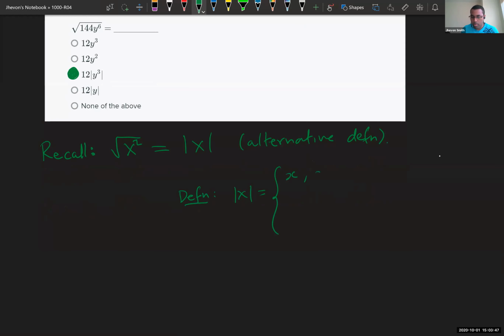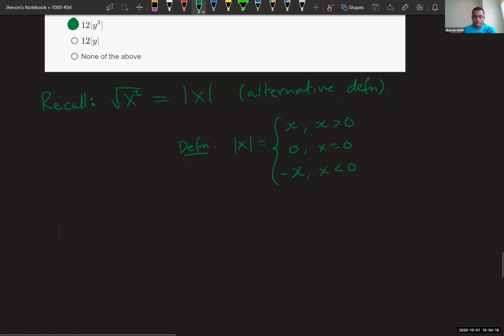So it's x if x is positive, it's 0 if x is 0, and it's minus x if x is negative. And you'll realize that what the absolute value does is it keeps things positive. So if I plug in a negative value into the absolute value, it returns the positive value of the same magnitude. If I plug in 0 into the absolute value, it returns 0. If I plug in a positive number into the absolute value, it just gives me the same number back. You'll realize that whenever you take the square root of x squared, the same thing happens, right?